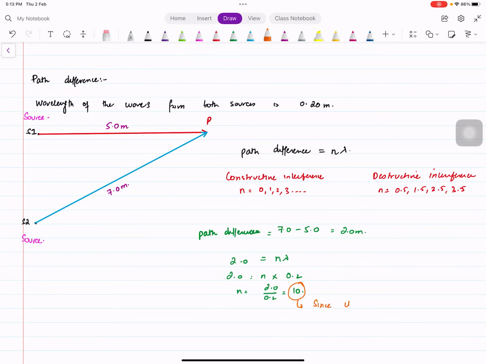Since it's a whole number, the waves that meet at point P meet constructively. Do you understand? Cool.